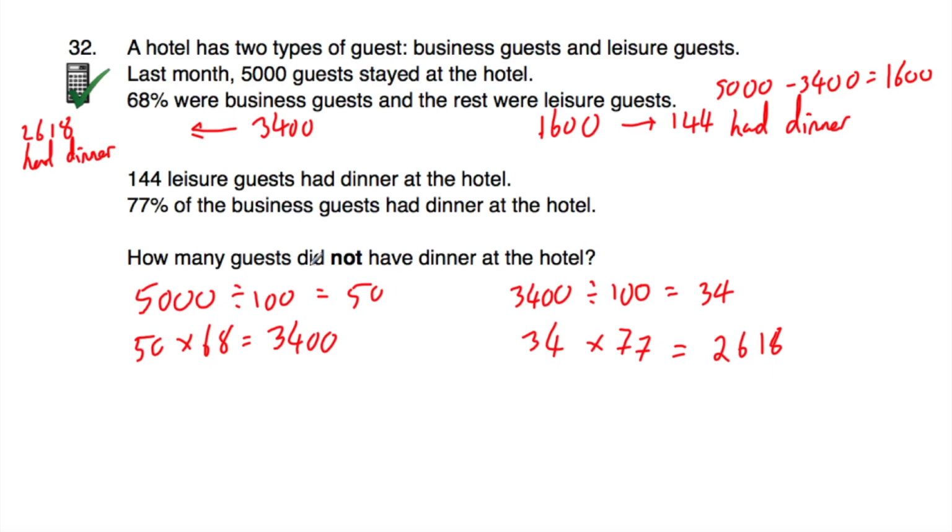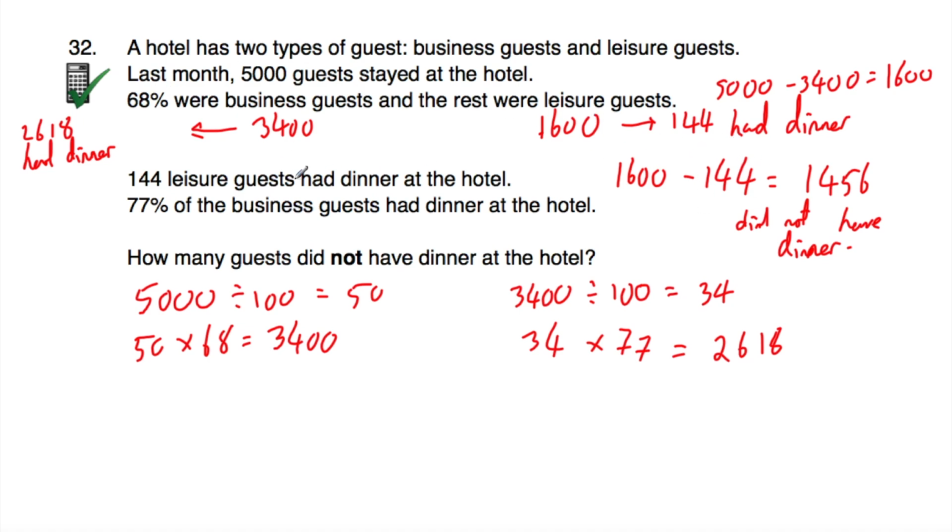Okay, but the question asks us how many of the guests did not have dinner at the hotel. So let's start off with the leisure guests. We know that 144 of them had dinner at the hotel. So if we do 1,600, the total number of leisure guests, and take away the ones that had dinner, the 144, that's equal to 1,456. So that's how many leisure guests did not have dinner at the hotel. So 1,456 did not have dinner, and the rest, 144 of them, did have dinner.